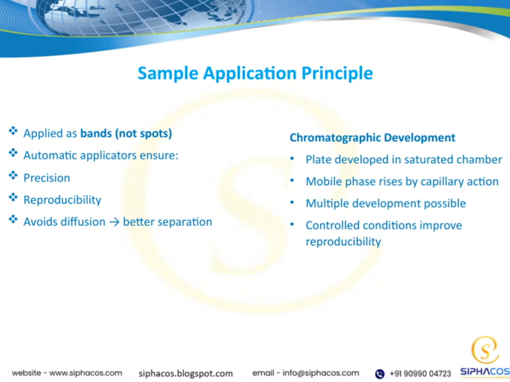Moving on to the sample application principle, it's important to note that samples are applied as bands, not spots. Using automatic applicators is a key advantage here because they provide high precision and reproducibility. Plus, applying the sample as bands minimizes diffusion, which is crucial because it leads to better separation of the components. Overall, these techniques and tools work together to give us more accurate and reliable chromatographic results.